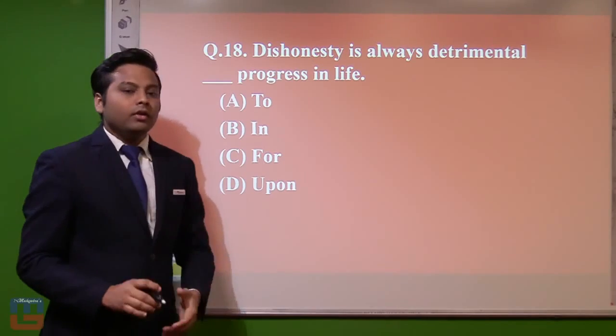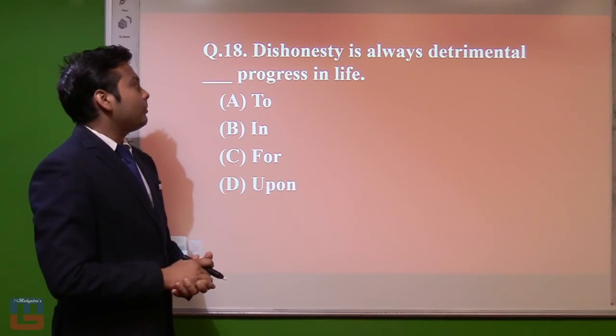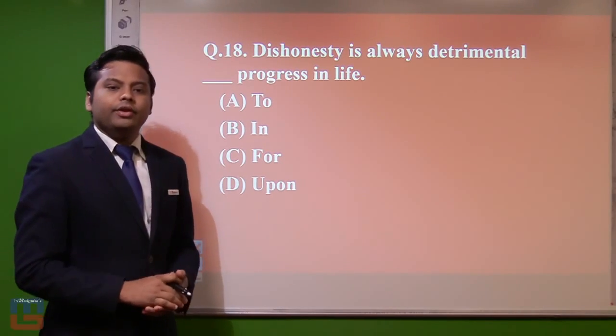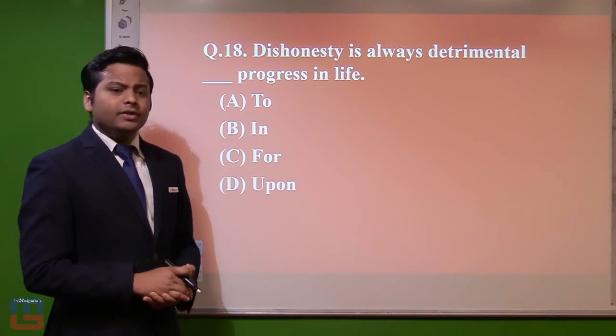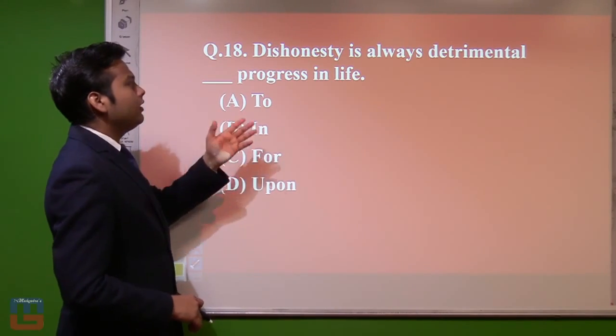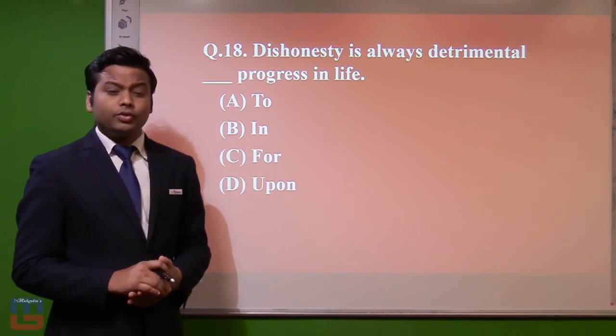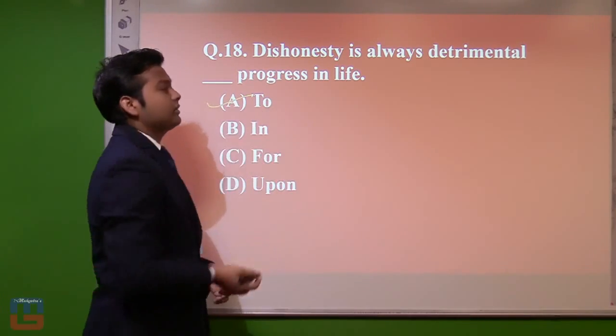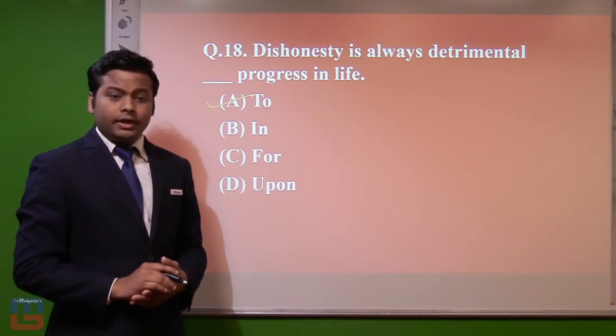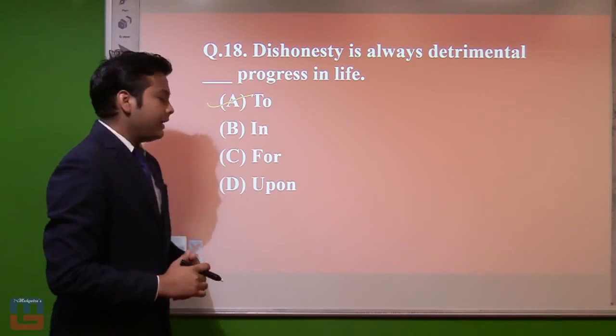Dishonesty is always detrimental dash progress in life. The options are to, in, for, upon. Here detrimental always takes the preposition to: detrimental to progress in life. So our correct option is A for question 18.